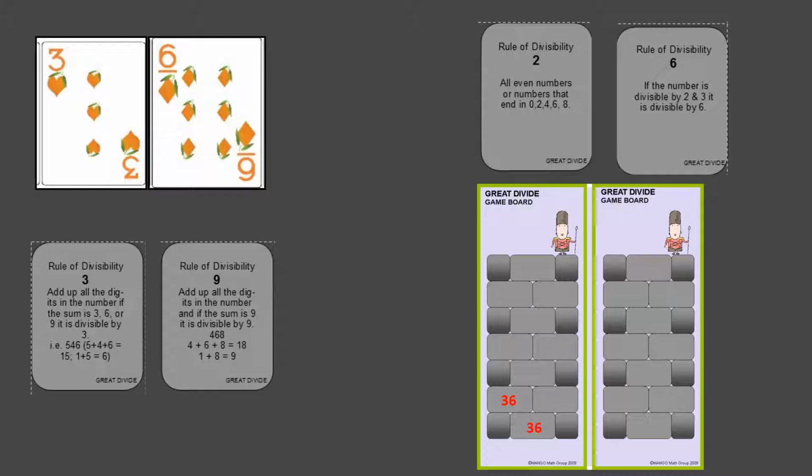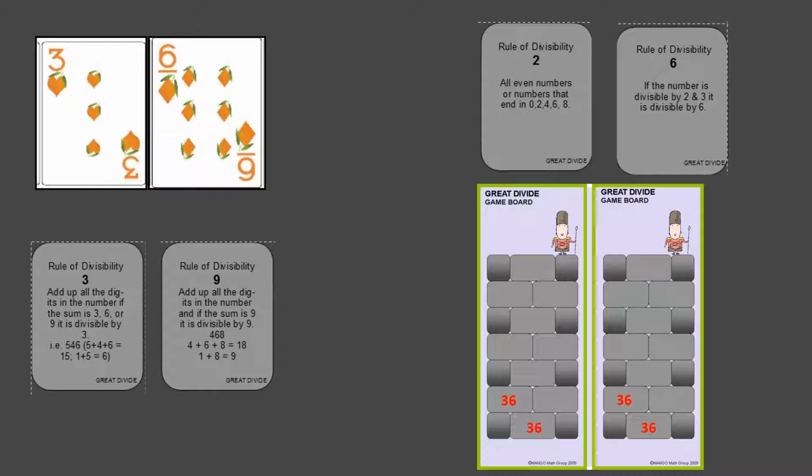Now player B will use the cards and do the same thing. Is it divisible by 2? If it ends in an even number, it is, and it ends in a 6, so indeed it does. So they can write that on their board. And the rule of divisibility for 6: if the number is divisible by 2 and by 3, it's also divisible by 6. Since 2 went into it, and we know the other player had 3 going into it, we know it's divisible by 6. 6 times 6 goes into it.